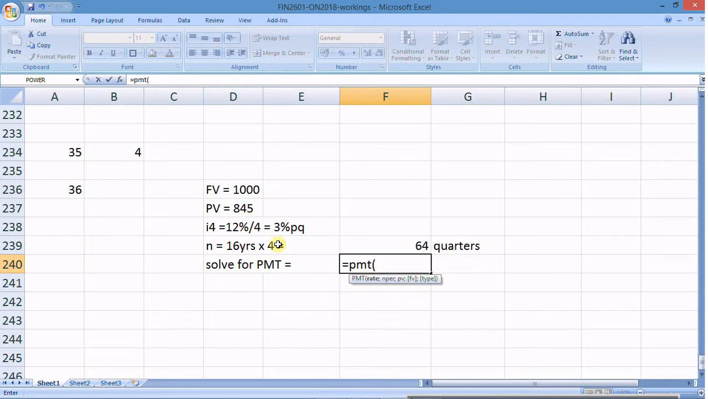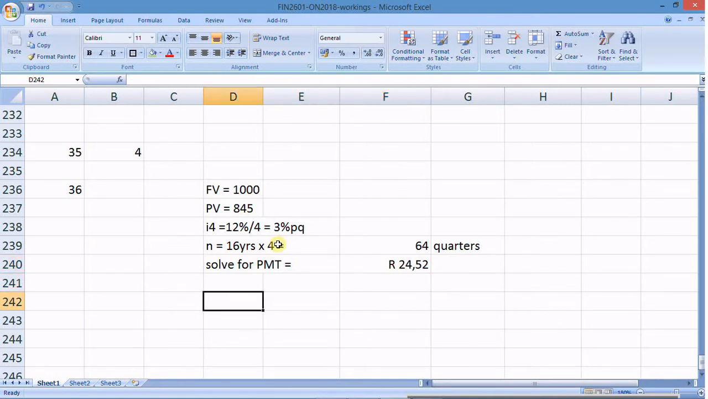Okay, so the PMT, what is it going to be? What is the rate? 3%. Let's show it: 0.12 divided by 4, close brackets. The N is 64 quarters. The PV is minus 845. FV is 1,000. Solve. Okay, there's the payments.